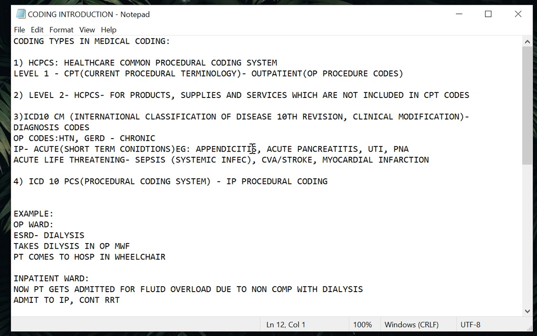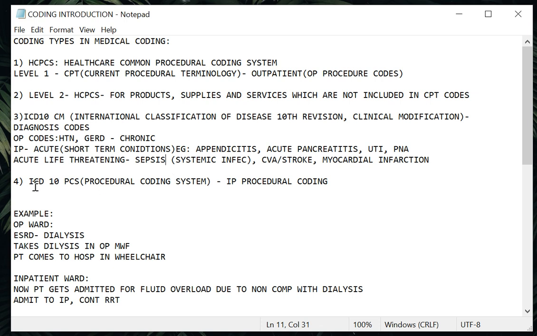Means if some conditions, though acute, are not treated, they won't be that fatal to the patient. Whereas certain life threatening conditions, if not treated, will lead to fatality, that is, death of the patient. Such conditions are called acute life threatening conditions. Examples are sepsis, CVA or stroke, myocardial infarction. All these conditions need immediate medical attention once diagnosed.